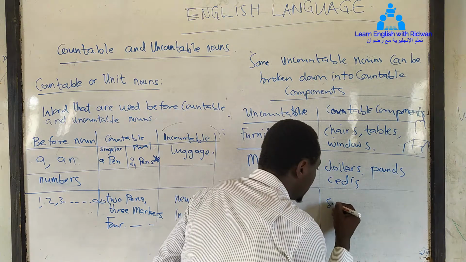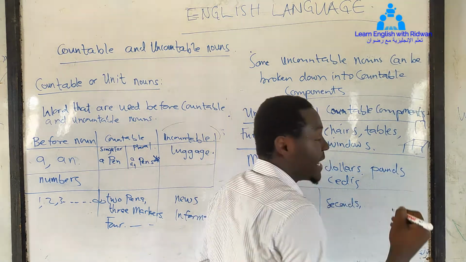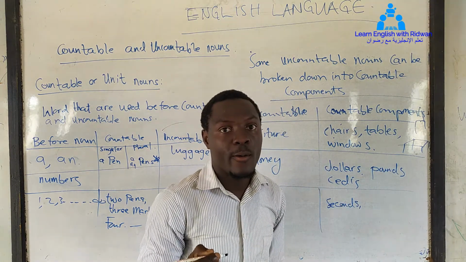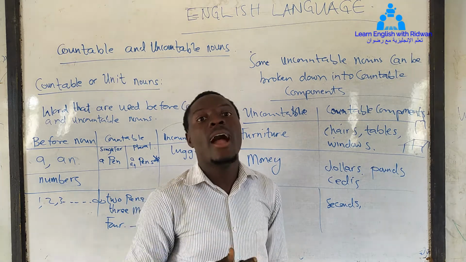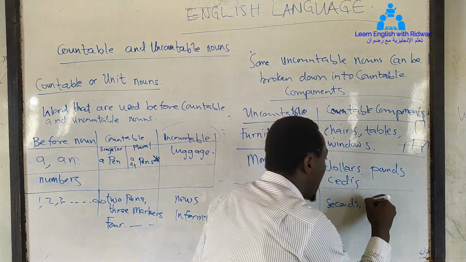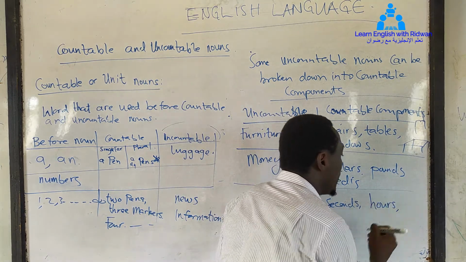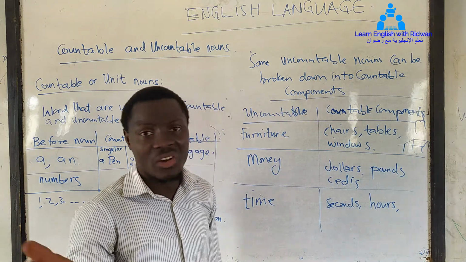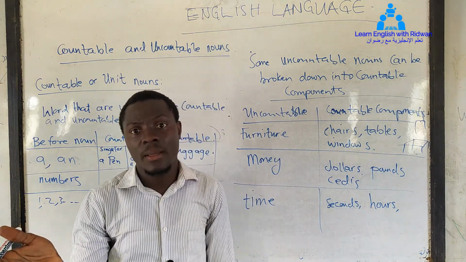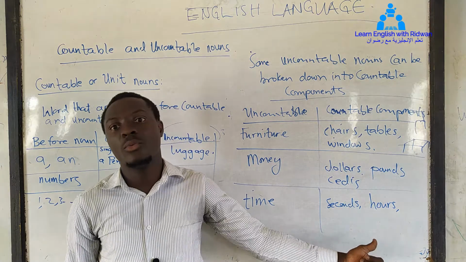So we have something like seconds, hours. What again do you have on the clock? We have seconds, we have hours and minutes.